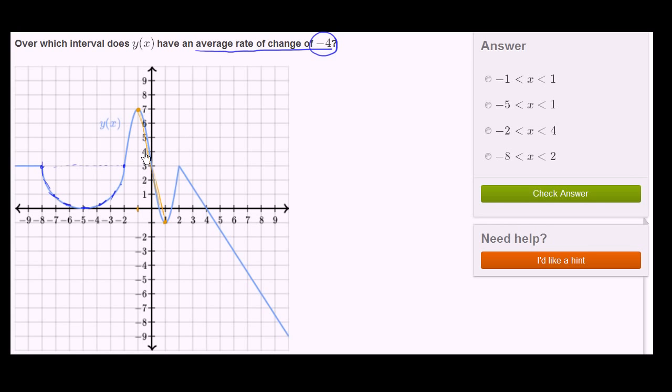And you see very clearly that the slope here, the rate of change of y with respect to x, is -4. Every time we move 1 ahead in the x direction, we move down 4 in the y direction. So the average rate of change over this interval is -4. So we don't even have to look at anything else. That one will work.